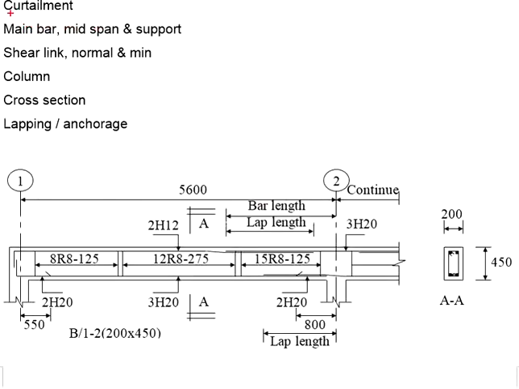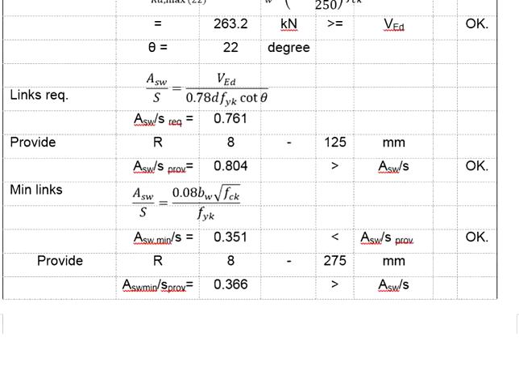Now that we have done with the main reinforcement at the midspan and the support, we also discussed the curtailment, anchorage and lapping. Next, we deal with the shear links. In our previous calculations, the shear links required are R8, spacing 125 mm. These are for the normal shear links. As for the minimum shear links, you may provide R8 275, also calculated previously.